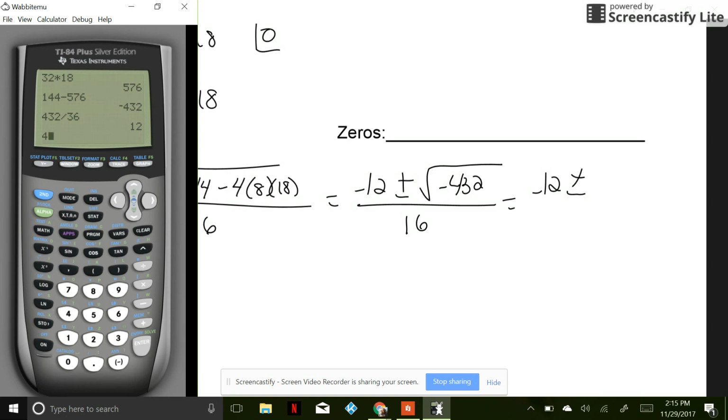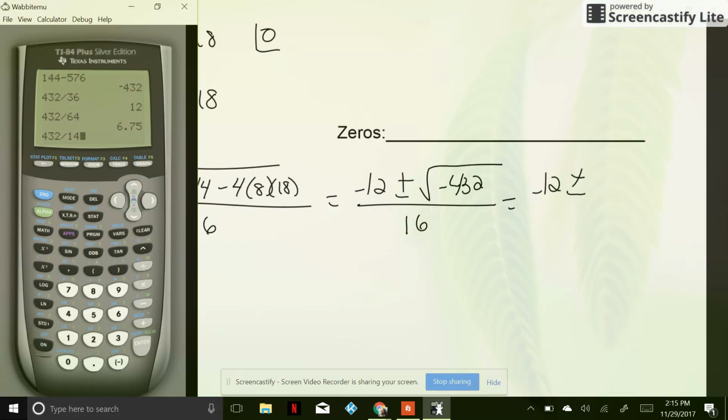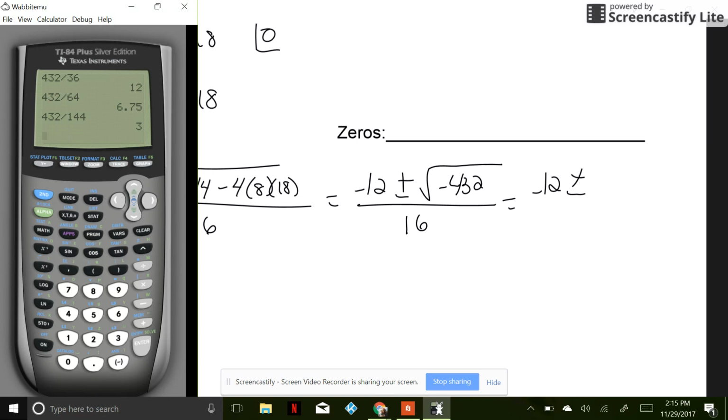So that means 64 should go into 432. Or not. Let's see. We pull out 6. Ah, we pulled out 12. Sorry. This is why I should do things ahead of time. 4. There we go. That's what it is. So that means we can pull out a 12.